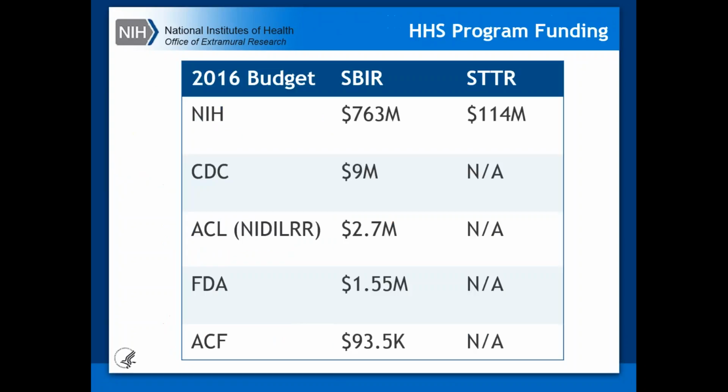Right? So here is a breakdown of the Department of Health and Human Services, HHS. As I said, it was some 770 million, of which the NIH SBIR program is 763 million, and we have an STTR program of 114 million. Remember, these are two separate set-asides, the 3% for the SBIR and the 0.45% for the STTR. CDC also has an SBIR program, 9 million, and the FDA 1.55 million, as is the ACL and ACF, which are other agencies under HHS.